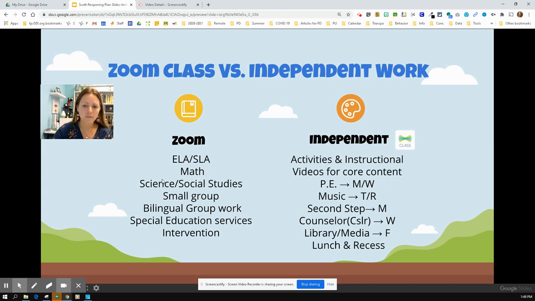The content that will be delivered independently via Seesaw are activities and instructional videos for core content, ELA, SLA, Math, Science, and Social Studies, as well as PE and music. PE will be on Monday and Wednesday, and music on Tuesday and Thursday for 45 minutes a day. Second Step on Mondays, counselor on Wednesdays, and library media on Fridays for 30 minutes a day, as well as lunch and recess, which will be 45 minutes a day, with the exception of pre-K, which will have 70 minutes a day of combined recess and lunch.